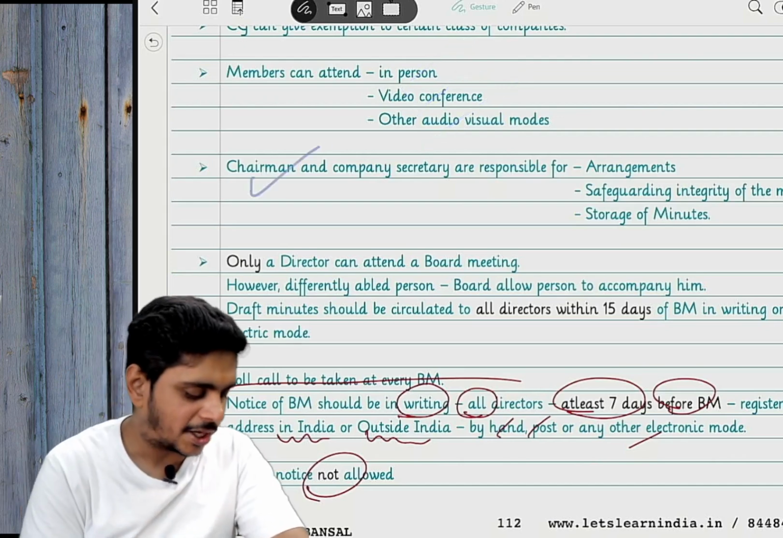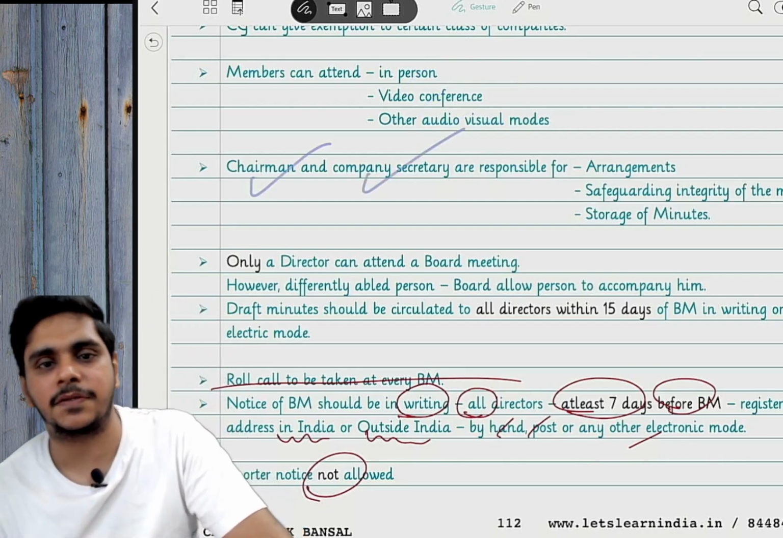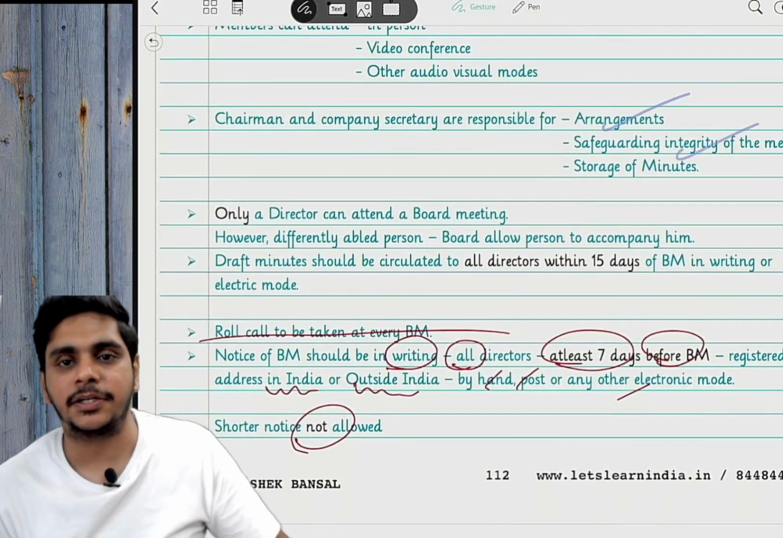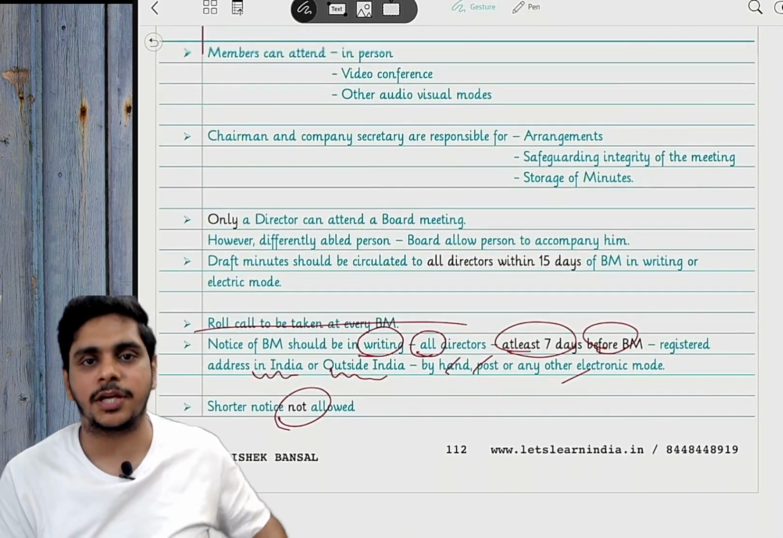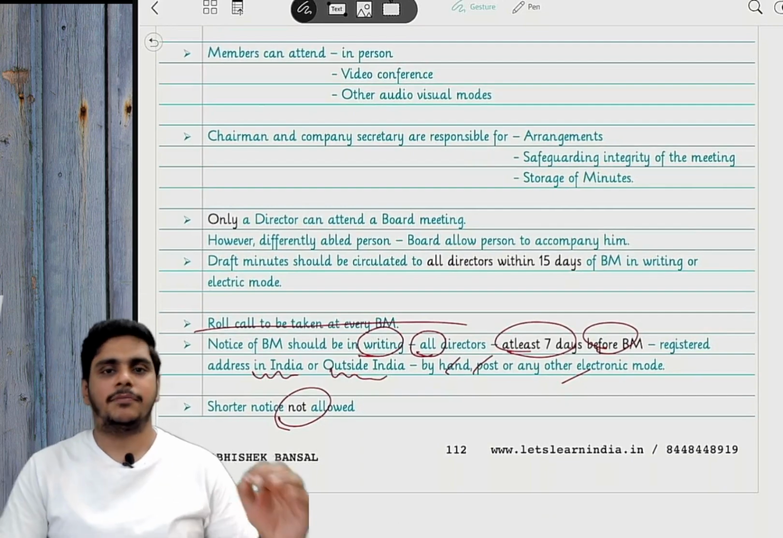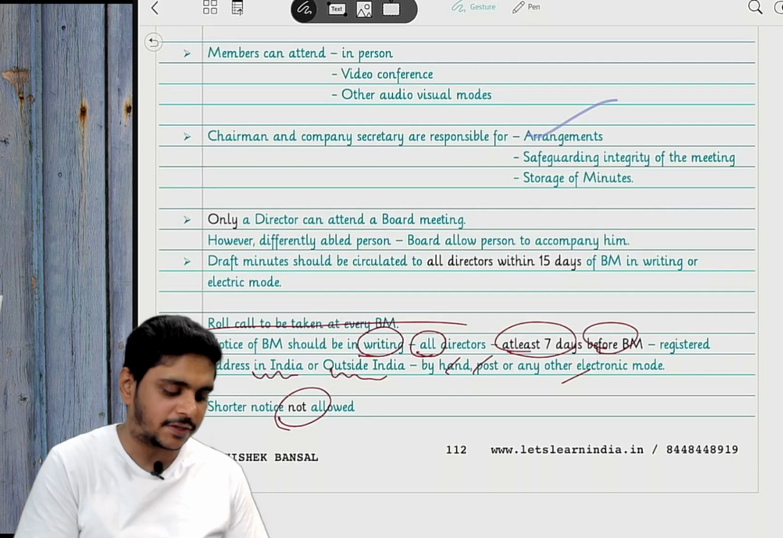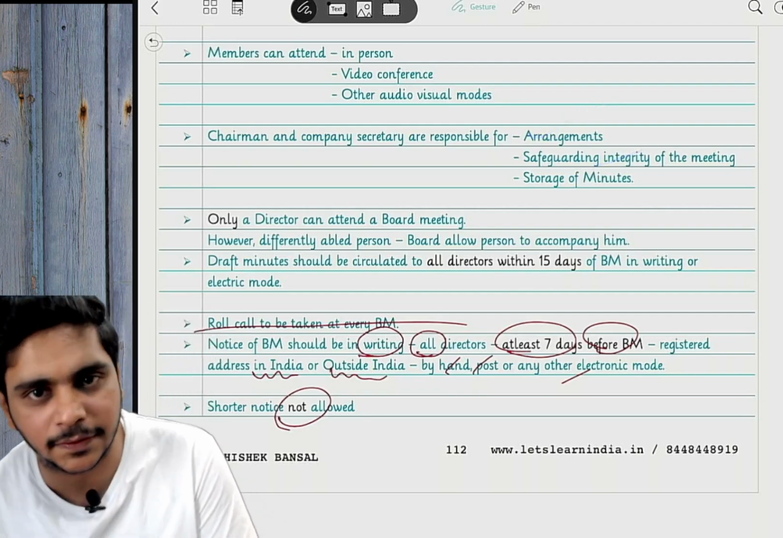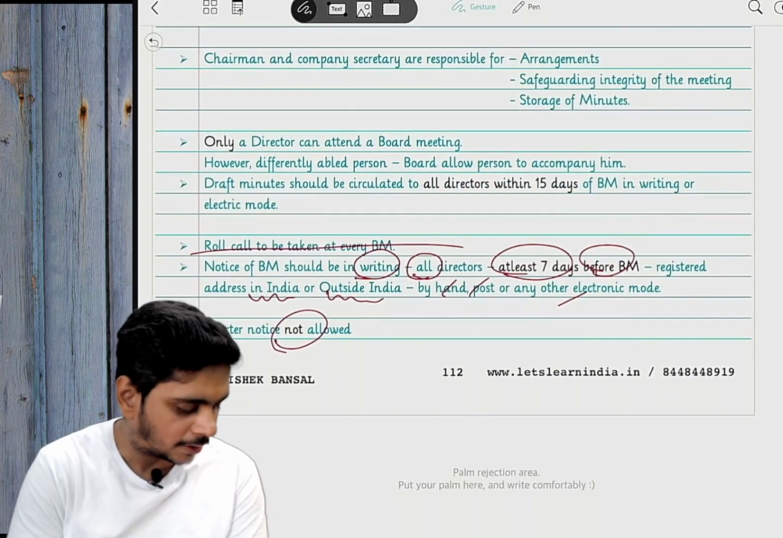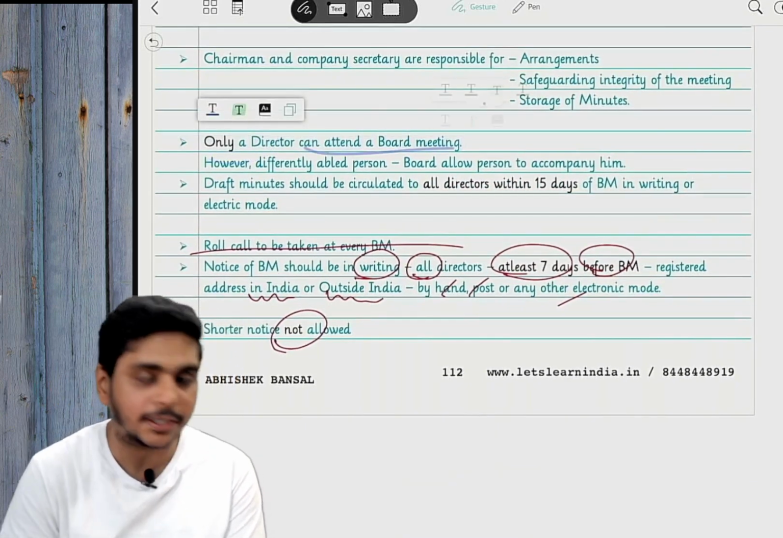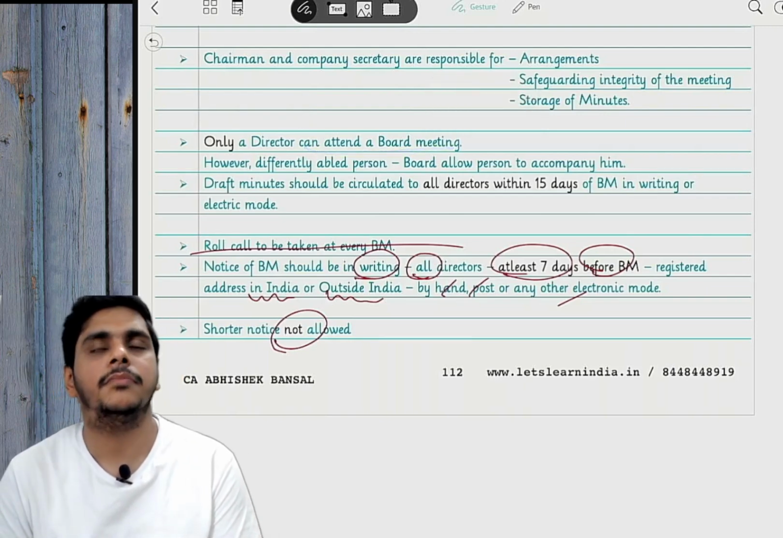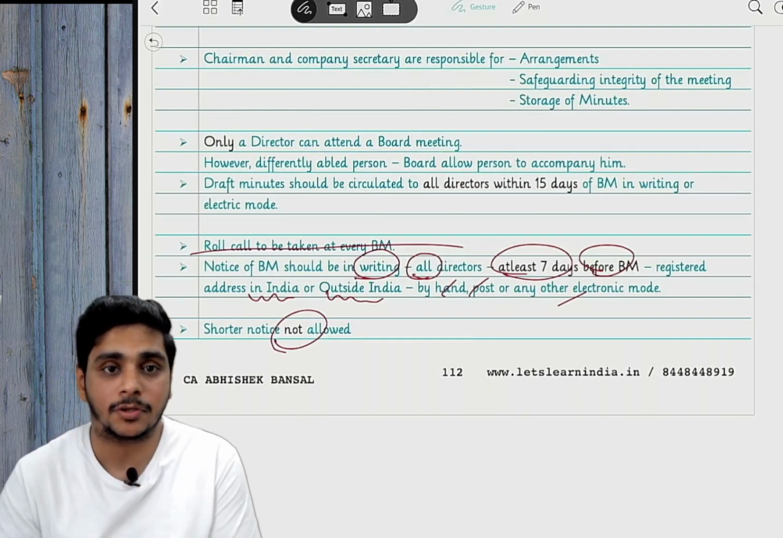Then the chairman and the CS are responsible for all the arrangements, safeguarding the integrity of the meeting and the storage of minutes of the meeting. Then only a director can attend a board meeting. Only a director can attend a board meeting. Means proxy cannot attend.